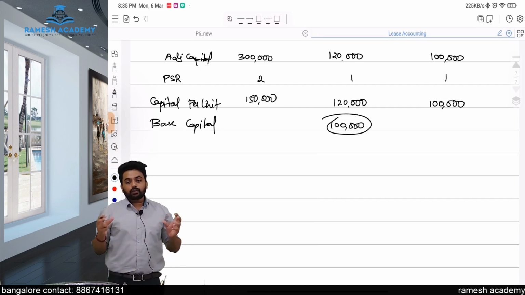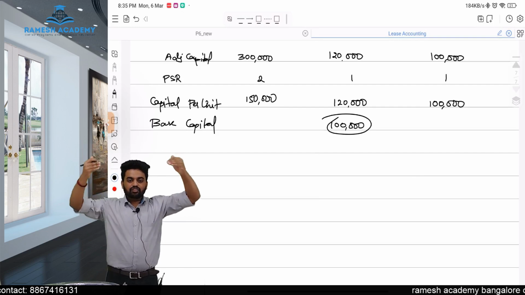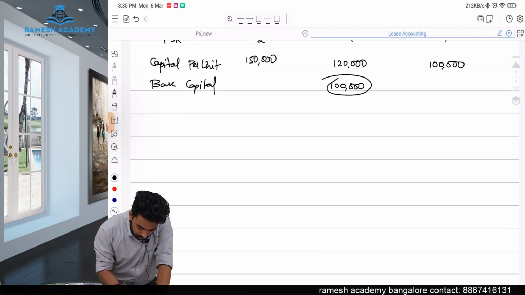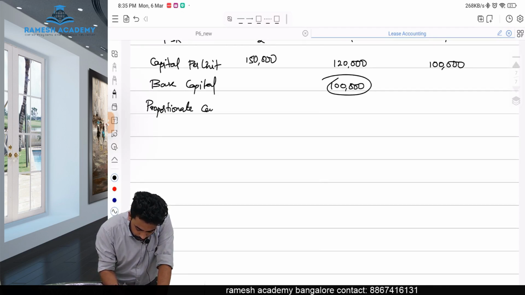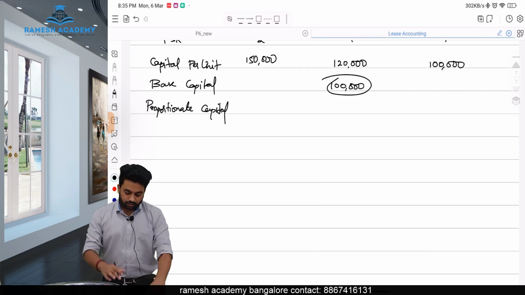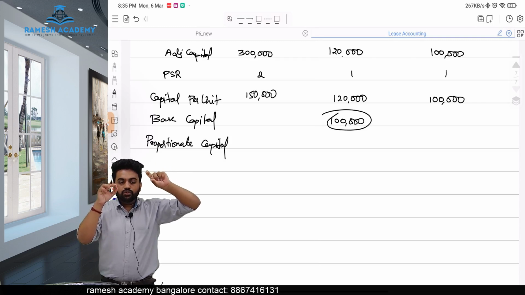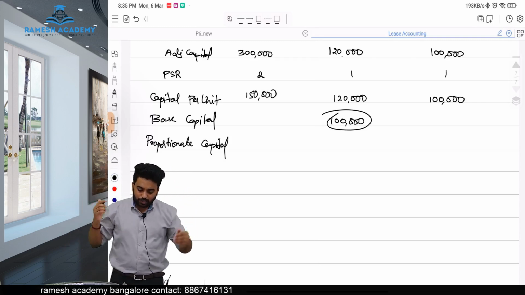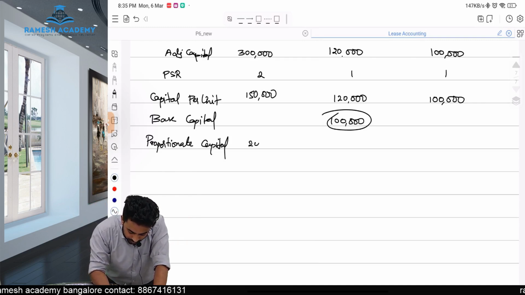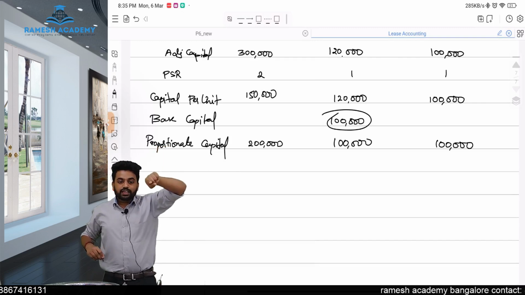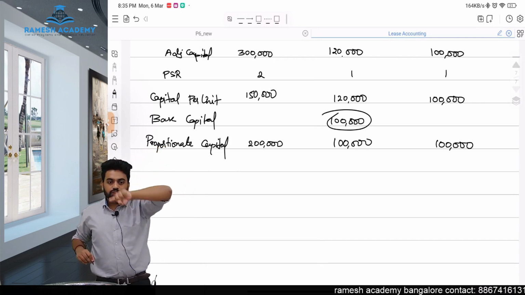Now we have to find out the proportionate capital as per the base capital. Proportionate capital is computed by multiplying the number of units, that is PSR, into base capital. Here it is 2 lakh, here 1 lakh, here 1 lakh. 2 into 1 lakh comes to 2 lakh, and 1 into 1 lakh is 1 lakh.